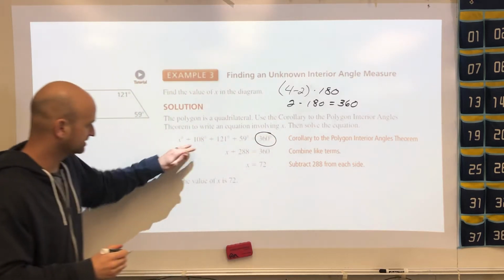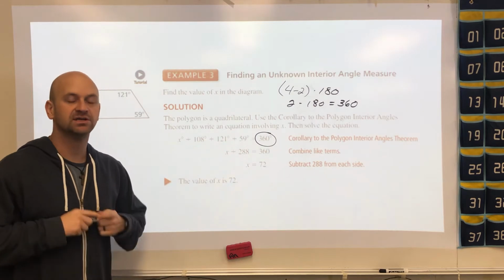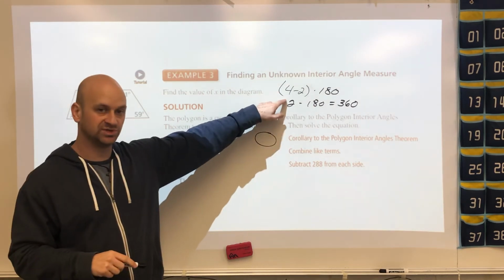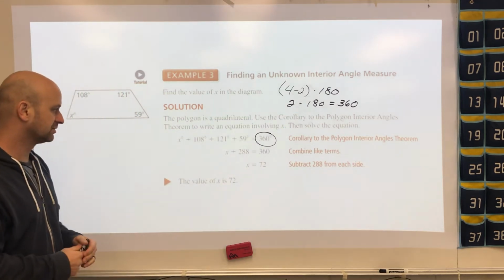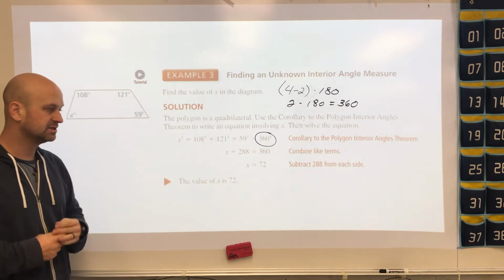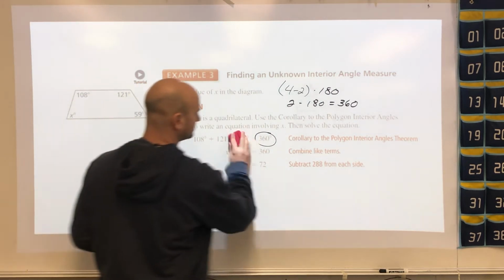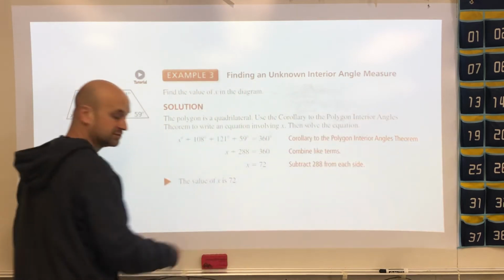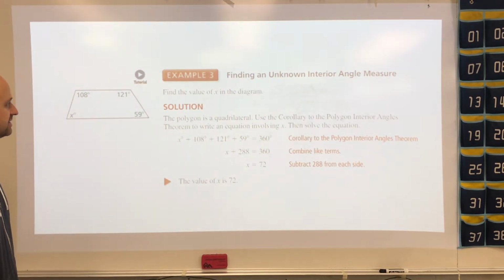We know that x plus 108 plus 121 plus 59 is going to equal something. And if you don't know what that something is, we need to use the formula that we just talked about, the interior angle formula. So we combine like terms, we subtract, and in this case, we would be done. Okay? So this is a type of problem that we've seen over and over again throughout the year. Now we're just dealing with interior angles of various polygons.